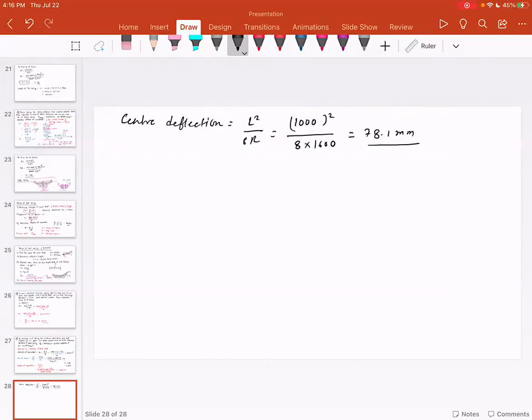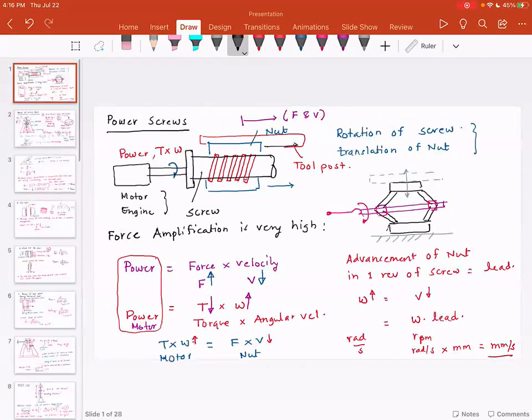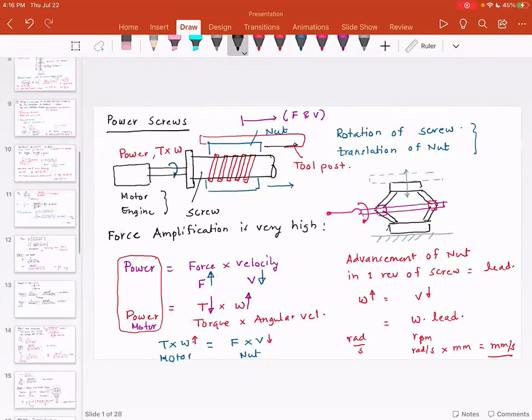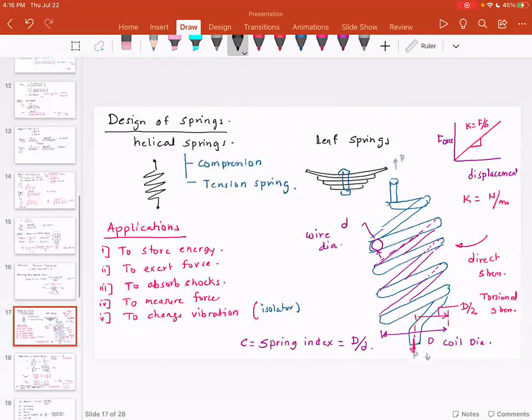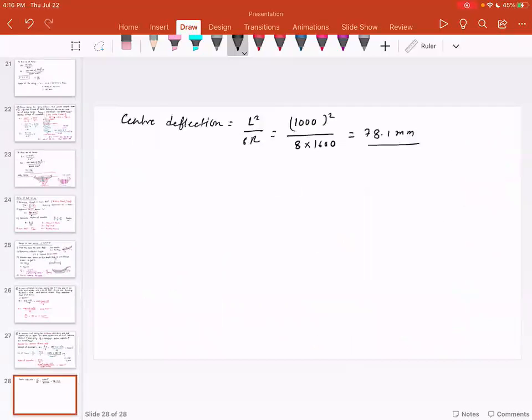So in today's class, what we did, we started with the screw jack. We studied the screw jack, we looked at the screw jack design, then we looked at the helical spring design, worked out a few problems on the helical spring design, and finally, we looked at the leaf spring design. In the next class, we are going to start with design of gears.